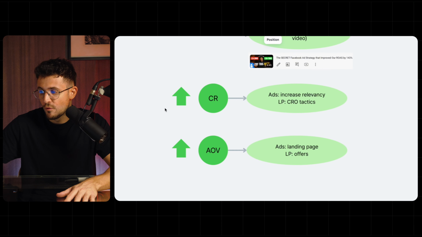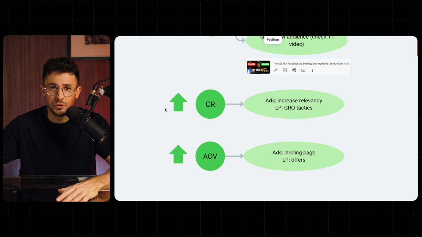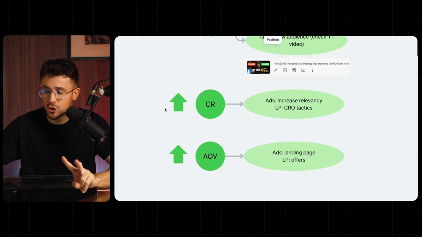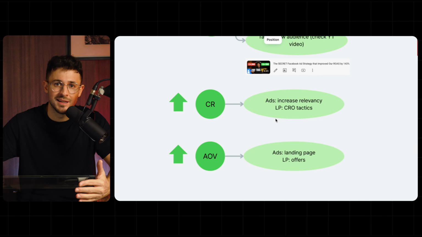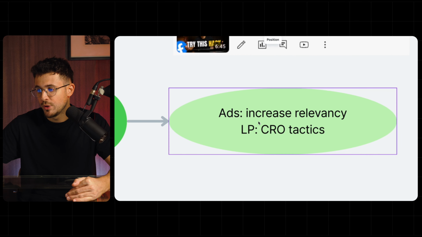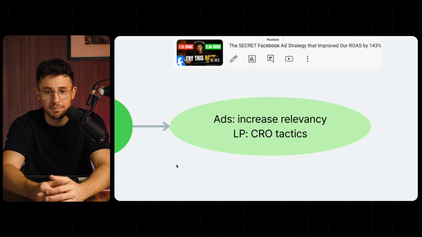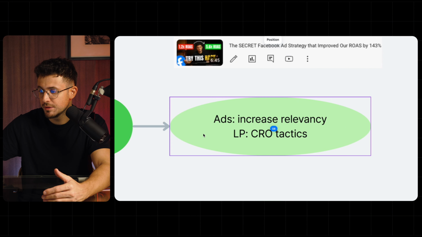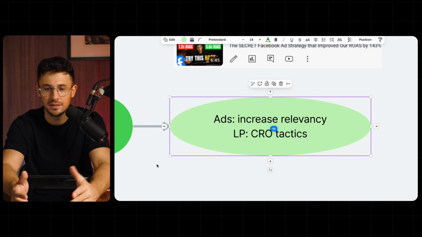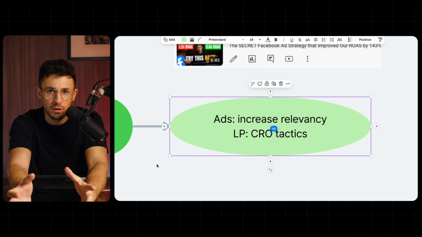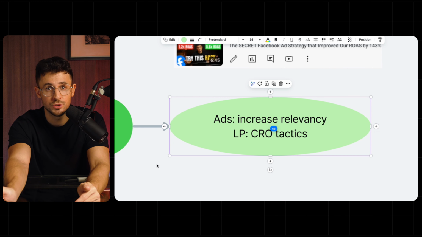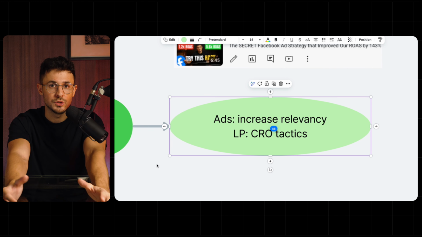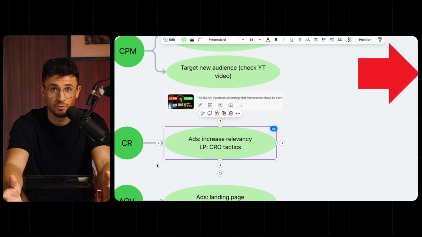Now, when it comes to conversion rate, there are actually two ways to increase it. You can improve the ads' relevancy, or improve the landing page with CRO tactics. Increasing relevancy is basically just making the messaging more related to the people that are actually seeing your ad. And for the landing page, it's classic CRO tactics. You want to improve the way that you display everything on a landing page. You want to make sure that you have enough social proof, trust, and all the elements that you should have inside your landing page, as well as your offer, of course.